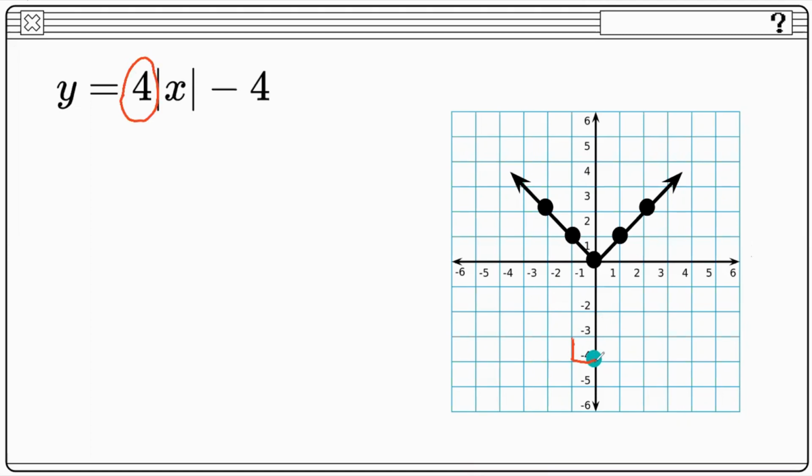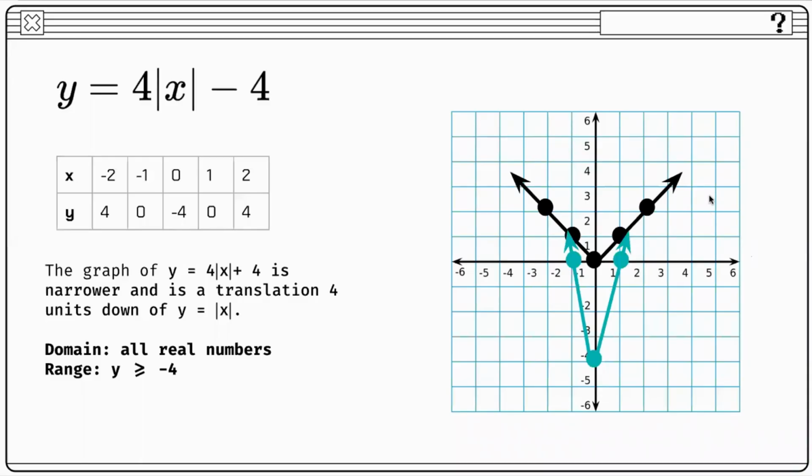So in this case, rather than going 1 unit left and 1 unit up, you're going to go 1 unit left and 4 units up, since you're multiplying your 1 unit by 4. And do the same for going 1 unit to the right. You're going to go 4 units up, and there is your second point. Now if you were to go 2 units to the left, normally you would go 2 units up, but you're multiplying it by 4, so then you would make it 8 units up. And so your point would be right here. Same if you go 2 units to the right.